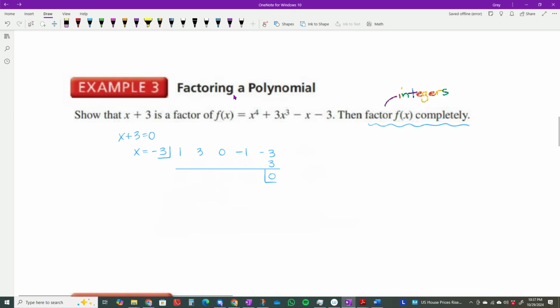So I'm going to carry down my 1, multiply, add, multiply, add, multiply, add. Negative 3 times negative 1 is positive 3. So I got 0. So remember, now I've got to go factor this polynomial. I started with a 4th degree, and it always goes down by 1 in synthetic division. So now I have a 3rd degree. So I have x cubed, no x squared, no x, and that's going to be negative 1.